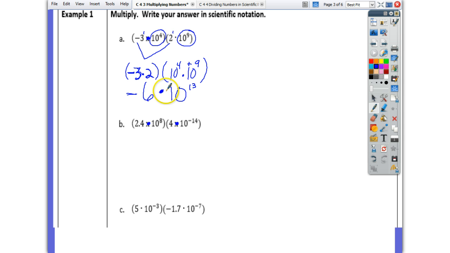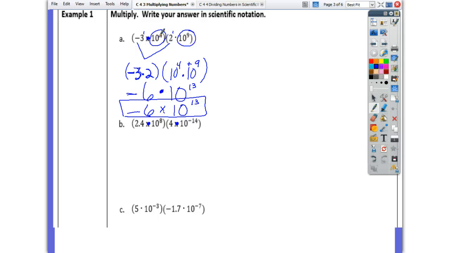Now it's kind of tricky because yesterday we talked about how I didn't really like the dot, because it looks like a decimal. So I guess really -6 times 10 to the 13th power. If you want to use the dot or the times sign, just so you know that in here, these are not variables. These are times signs. So here we have our final answer. What do we get when we multiply -3 times 10 to the 4th power, times 2 times 10 to the 9th? Simplified, -6 times 10 to the 13th power.